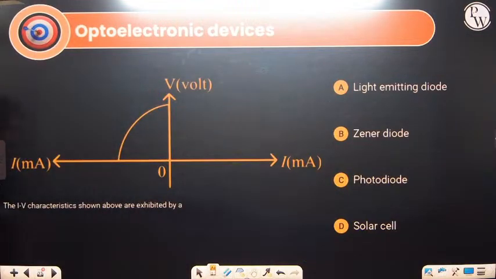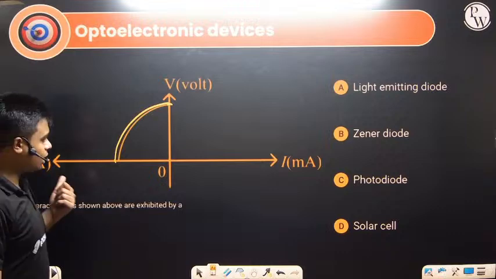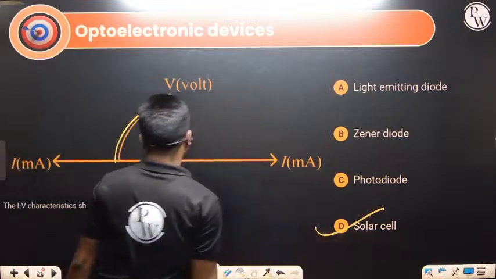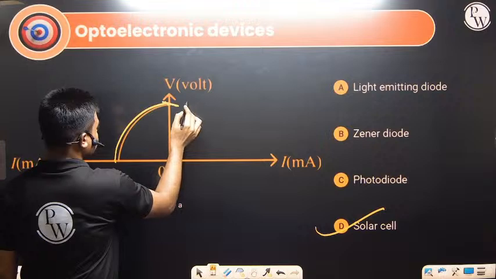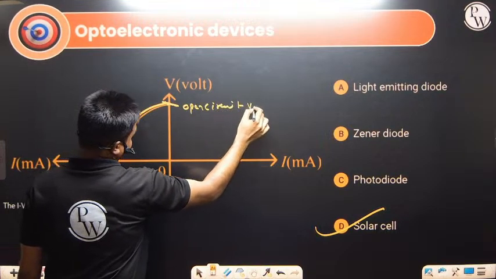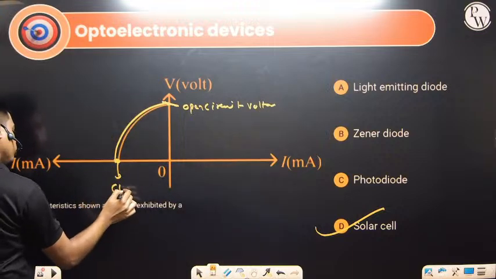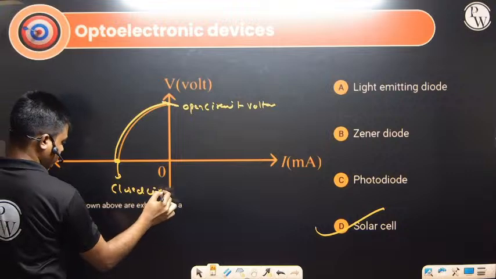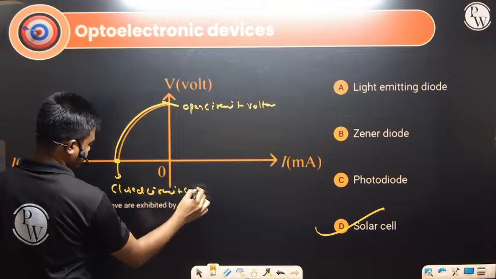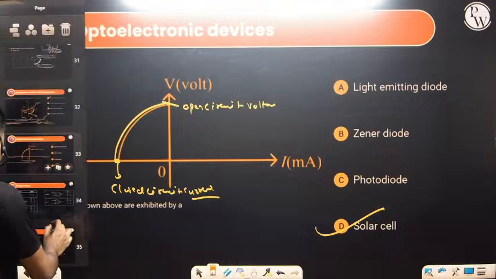The IV characteristics for both are given here. Whenever the voltage is given on this side and the current on this side, this graph is for the solar cell. This particular point is called the open circuit voltage, and this particular point is called the short circuit current. So this is for the solar cell, and that covers the semiconductor part.